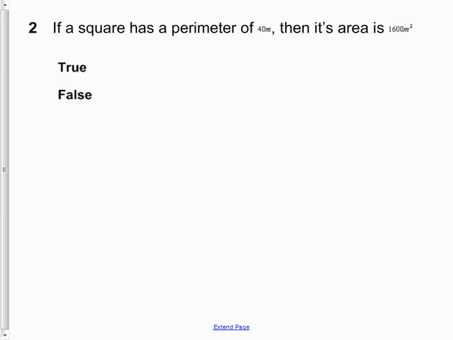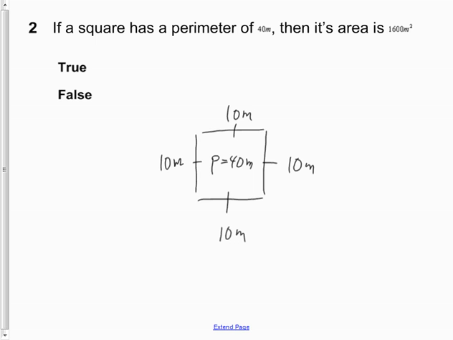If we look at question 2, it says if a square has a perimeter of 40, then its area is 1,600 meters squared. So if I draw this square and put perimeter equals 40 meters, since we know all sides of a square are equal, that means that each of these had to be 10 meters in length. In order for the perimeter of a square to be 40 meters, each of the sides would have been 10 meters.